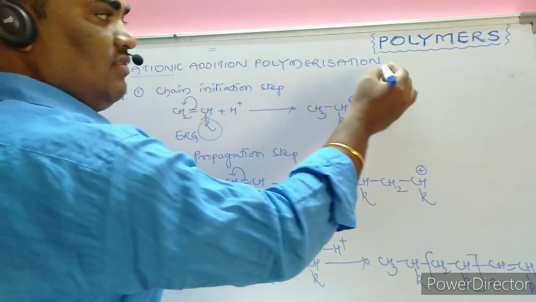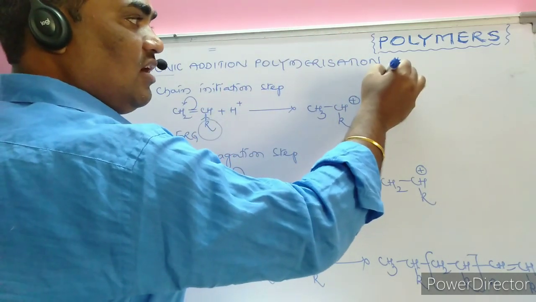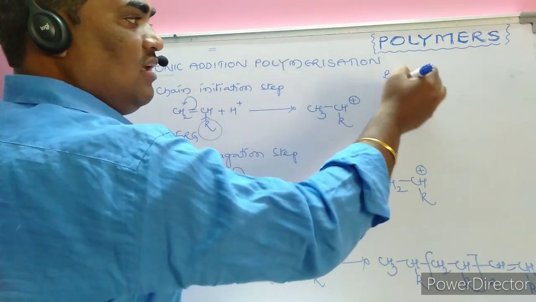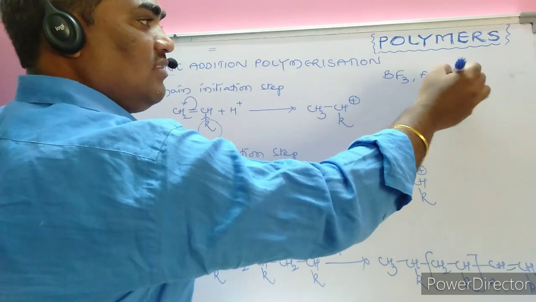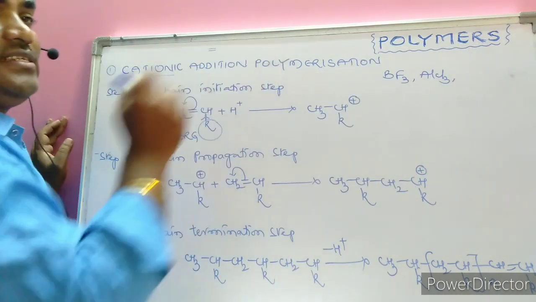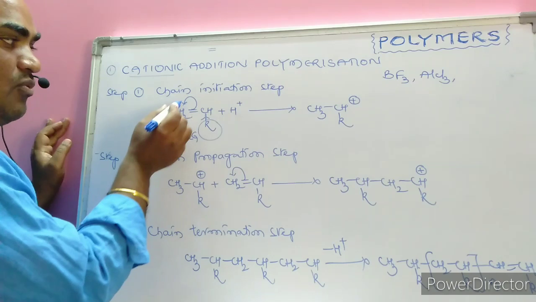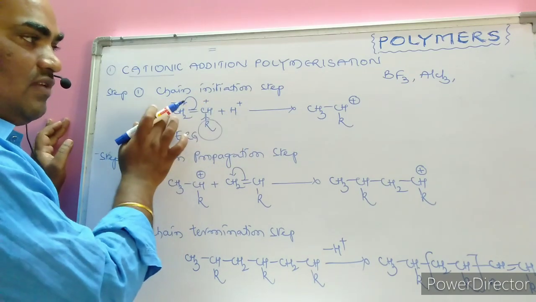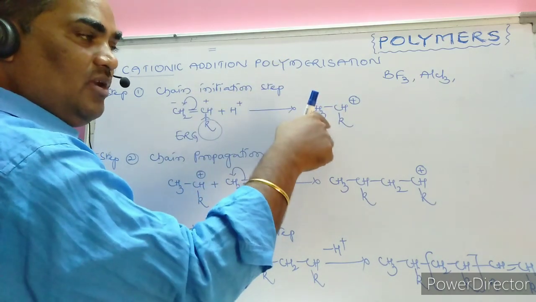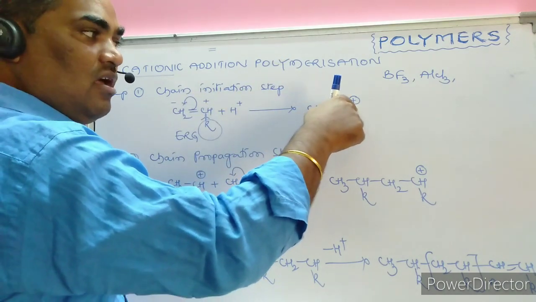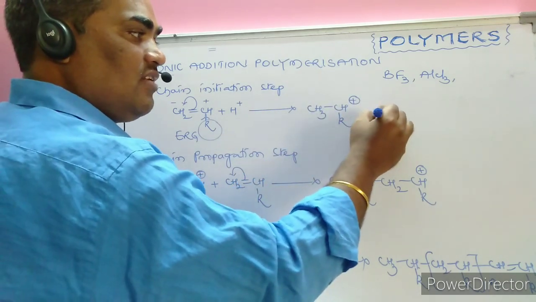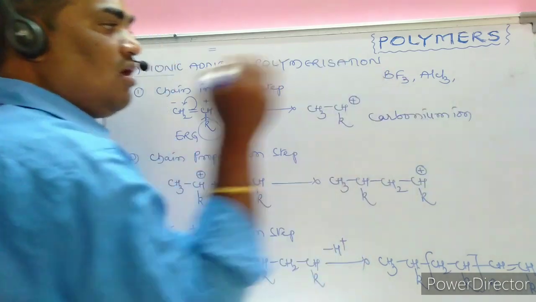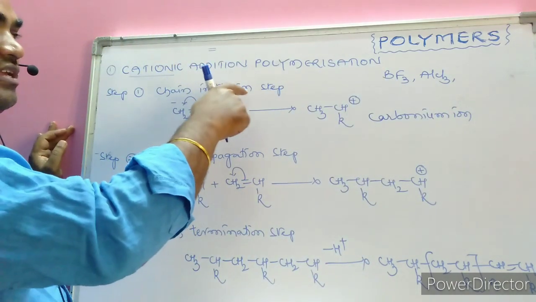And already I said the initiators in cationic addition polymerization are all electron deficient molecules such as Lewis acids BF3, AlCl3, FeCl3, etc. Now the bond moves toward this side in the presence of H+. It gets a negative charge and the other gets a positive charge, negative attracted to positive. As I said, the intermediate in cationic addition polymerization is the electrophile. The electrophile is generated on the carbon, which we call a carbonium ion or carbocation. That is the chain initiation step.